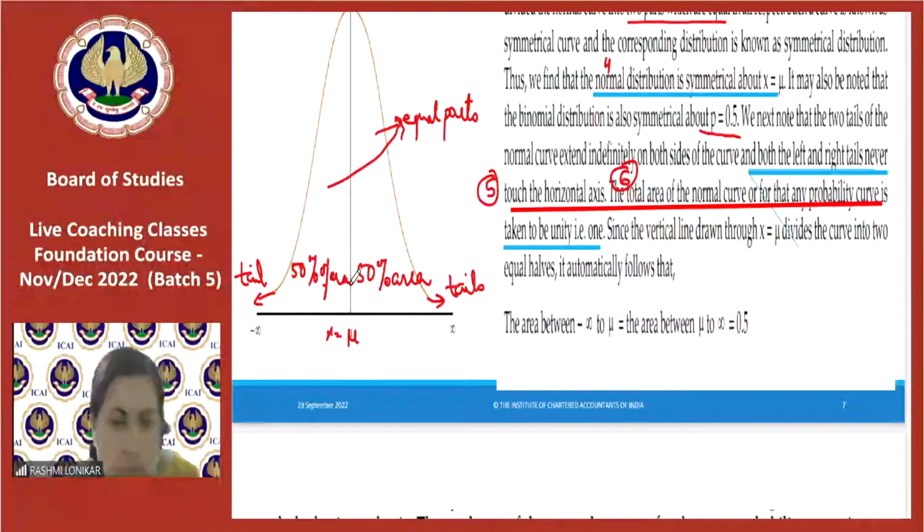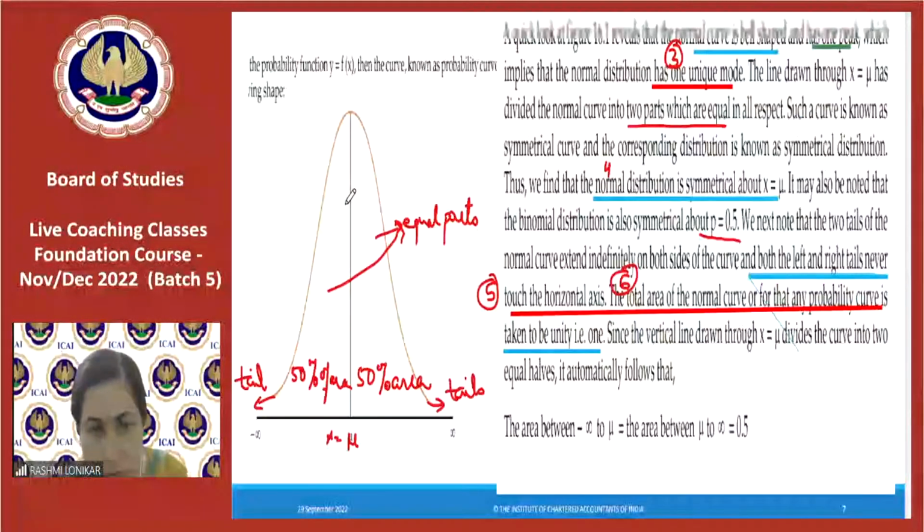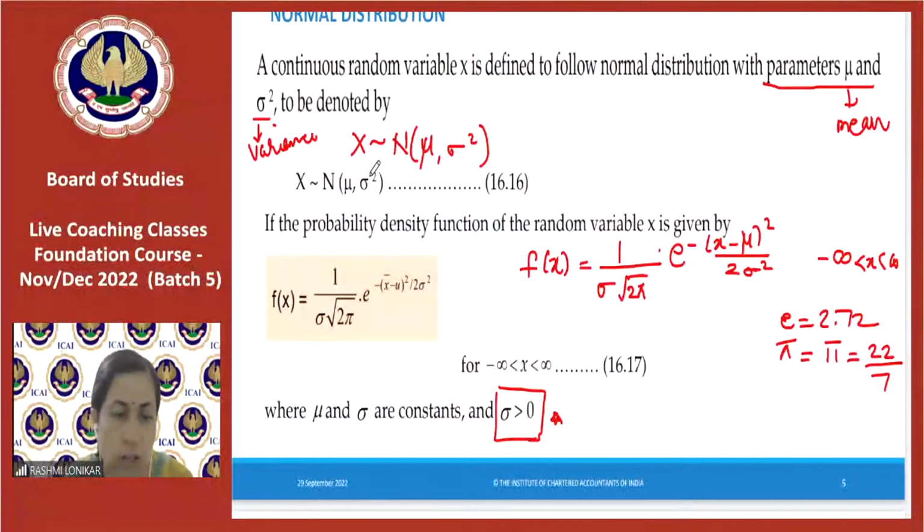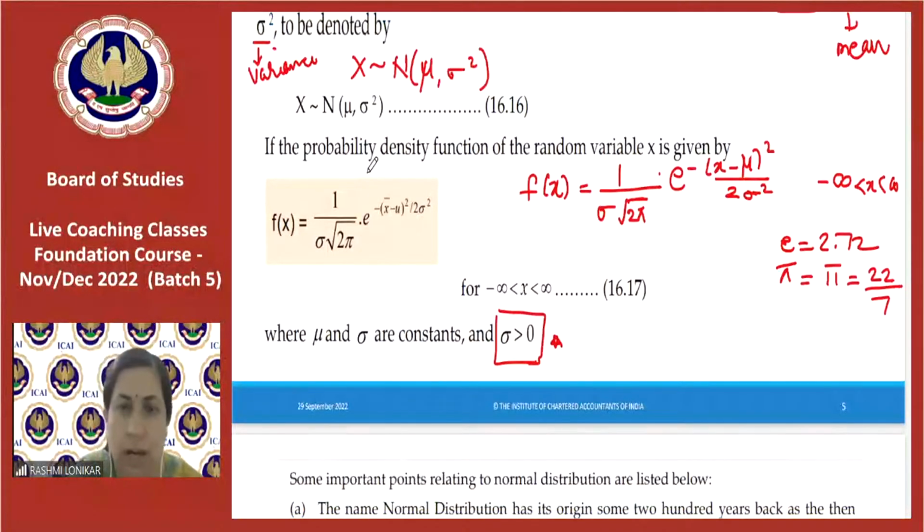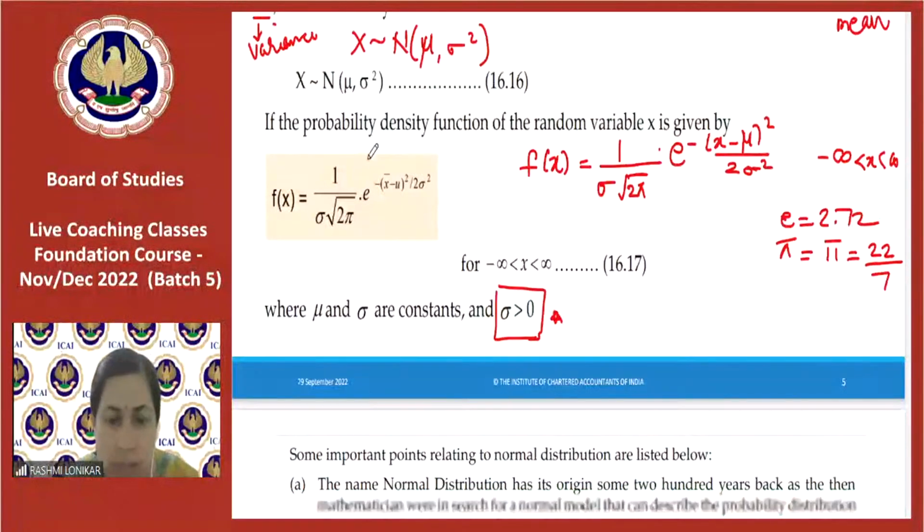Okay. So what are the things we have done till now? We have talked about the formula. The formula is f(x) is equal to 1 upon sigma under root of 2 pi into e raised to minus (x minus mu) whole square upon 2 sigma square. Okay. This is one point. Remember that sigma has to be greater than 0. Mu and sigma are constant. And here x lies from minus infinity to plus infinity.